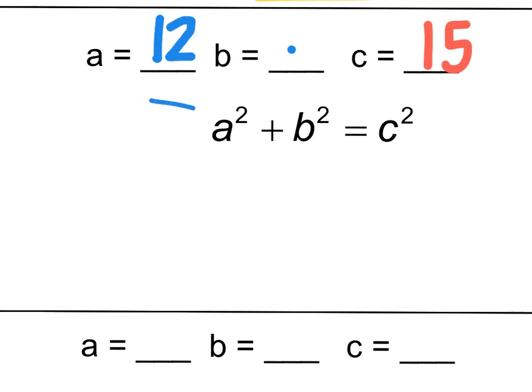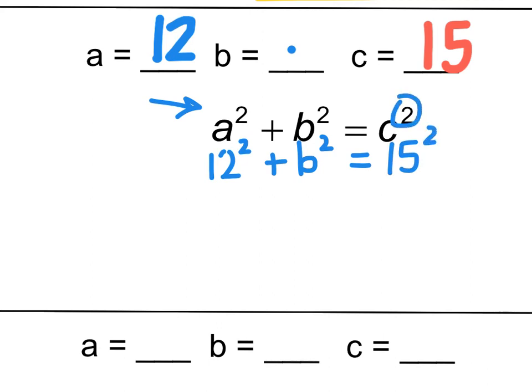This is the Pythagorean theorem. So we're looking for a, and then we'll square it. So a is 12, so we'll substitute it into the equation. We're looking for b squared, we'll leave it as it is. And then c is equal to 15, so we'll substitute 15 and then square it. Now let's simplify and solve. 12 squared is 144, plus b squared is equal to 225.